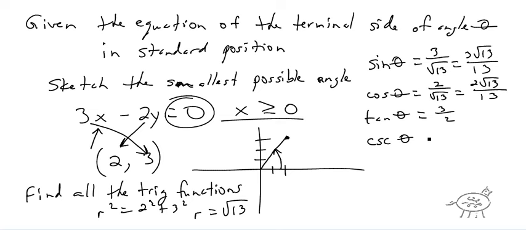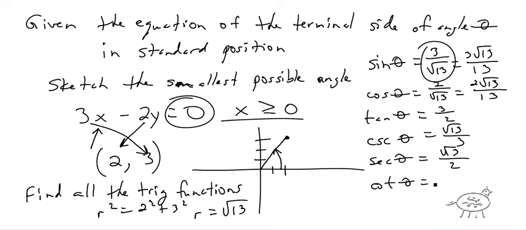Cosecant of theta, which is the reciprocal function of sine. Again, work with this one here. I don't know why you would work with the one that's already rationalized when you can just say, oh, the reciprocal of 3 over root 13 is root 13 over 3. And then secant of theta is the reciprocal of cosine, so it's root 13 over 2. And then, of course, cotangent of theta is the reciprocal of tangent, and that's 2/3.